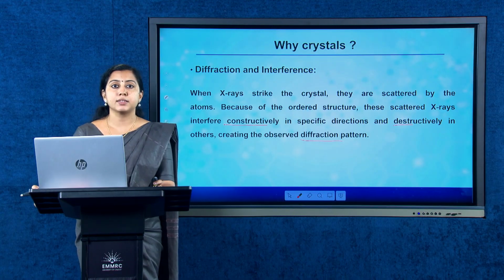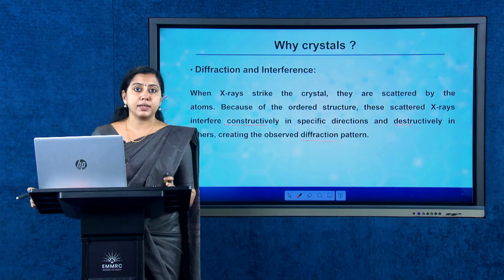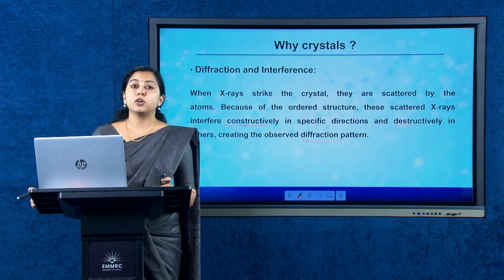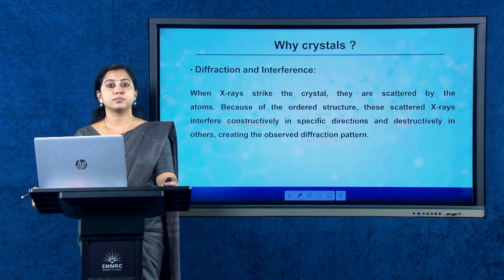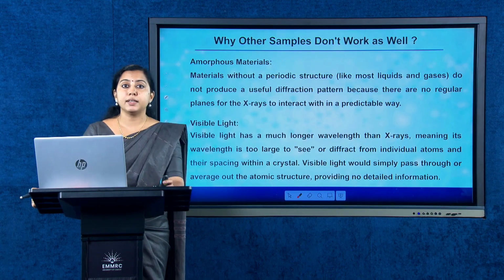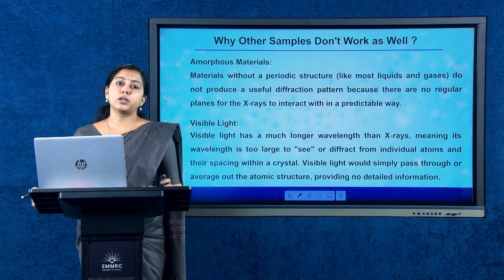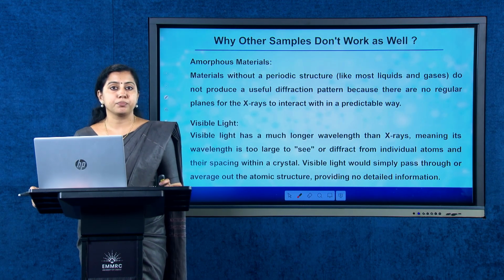So, when X-rays fall on a crystal surface, the atoms in the different planes scatter the light, and because of the ordered structure, these scattered X-rays interfere either constructively or destructively, creating a unique diffraction pattern. Now, we have seen that crystals are used as diffraction gratings for X-rays. So, what about other samples and other electromagnetic radiations?